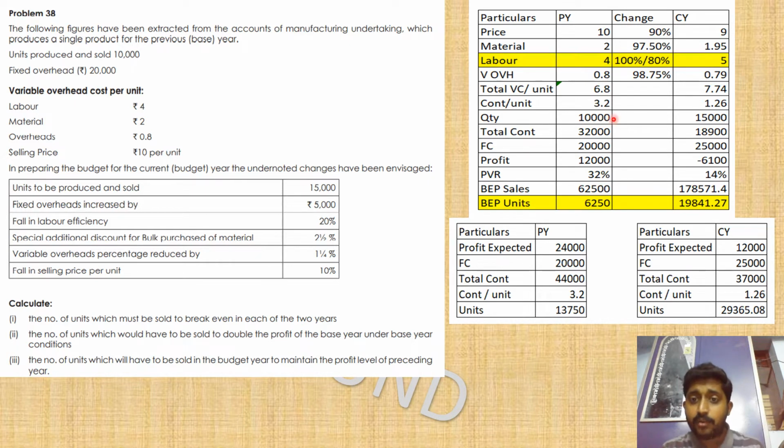We already have contribution per unit. Total contribution divided by contribution per unit, what is it going to give you? The number of units required to achieve this profit.